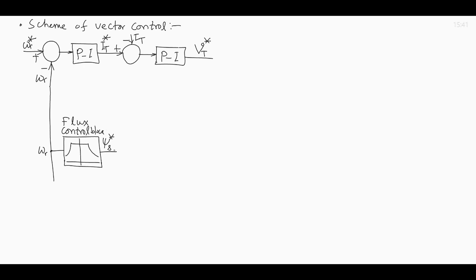So, this is the psi S star reference value minus stator flux psi S, which is estimated from the machine conditions. I will explain how the stator flux psi S is estimated, and this estimated stator flux is compared with the reference value, and the flux error goes through a PI flux controller to generate the current command IM star, the magnetizing current command IM star.